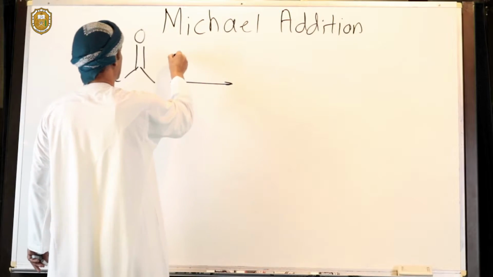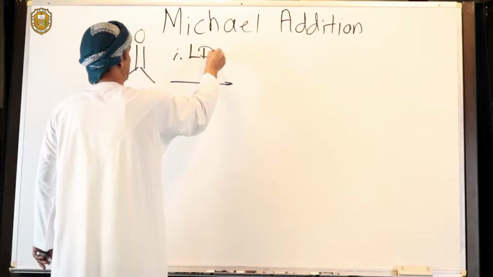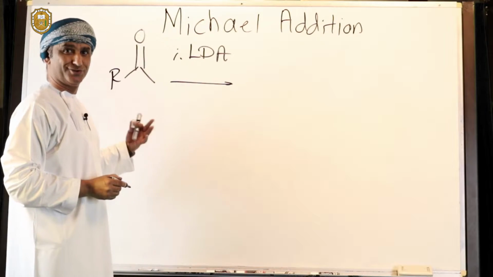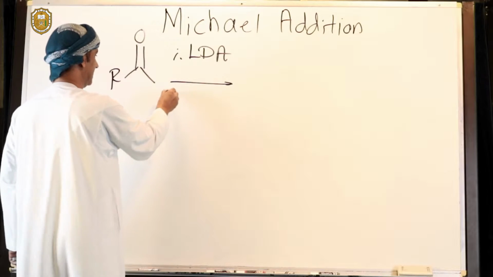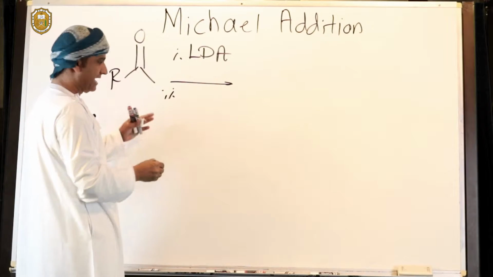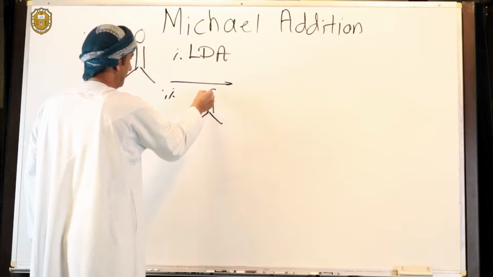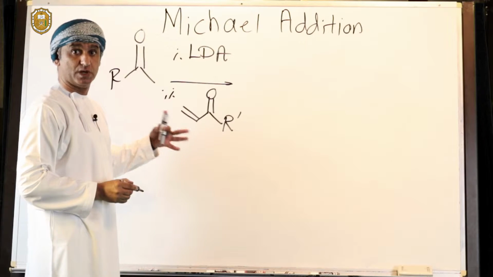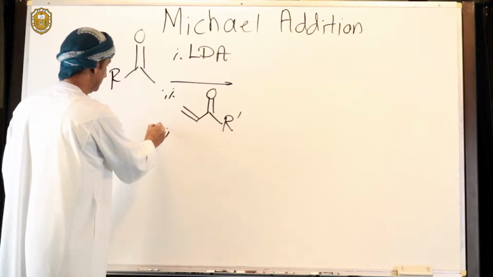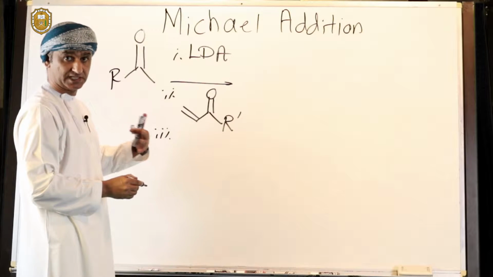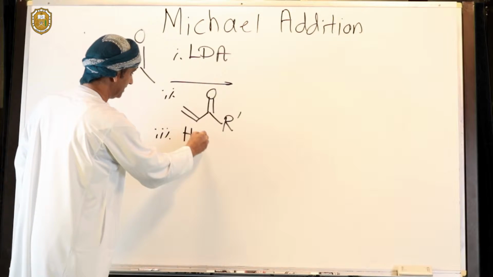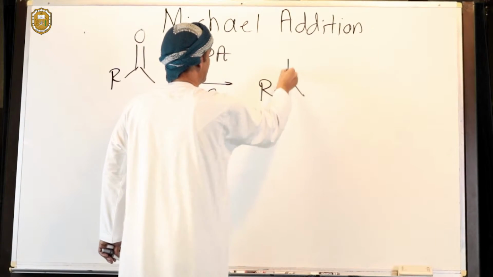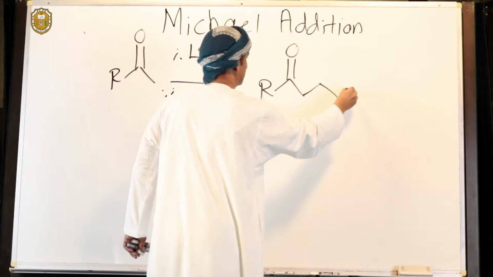If the ketone is treated initially, let's say, with LDA, of course LDA should convert the ketone into the corresponding enolate. The enolate, being very versatile now, can be reacted with an alpha beta unsaturated carbonyl compound. Conjugate addition takes place, or 1,4 addition. If the intermediate enolate that's formed as a result of the conjugate addition is treated with H3O+, then a 1,5-dicarbonyl compound is obtained.